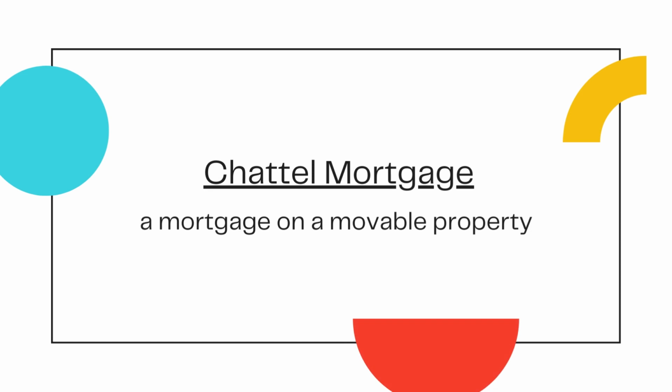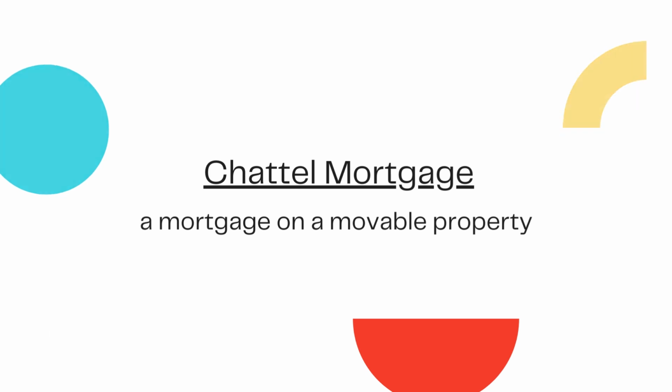Next is the chattel mortgage. This is still a mortgage, but a chattel mortgage is ideally a mortgage on a movable property. For example, you are going to loan to purchase a vehicle. So that's movable. Furniture, that's movable. Fixtures and equipment, that's movable. So they are called chattel mortgage.